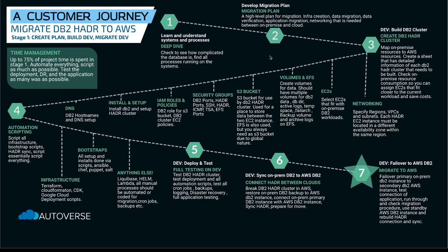Step two is developing your migration plan. It doesn't have to be super detailed, but you've got to lay out the steps on how you're going to do it. This customer wanted a live migration, meaning they couldn't afford any downtime when it came to production.